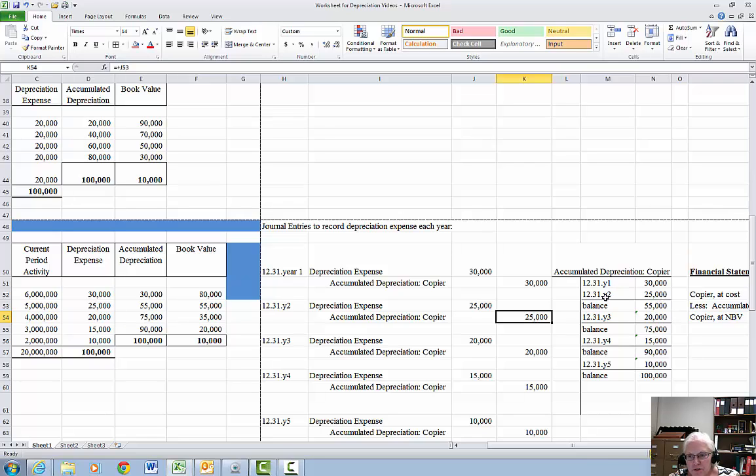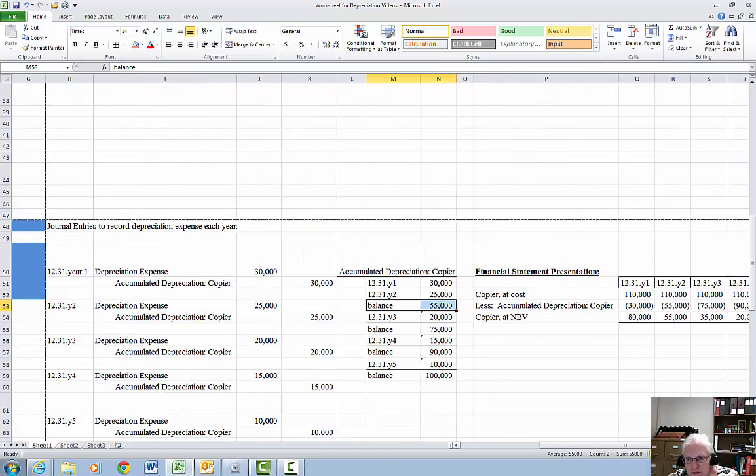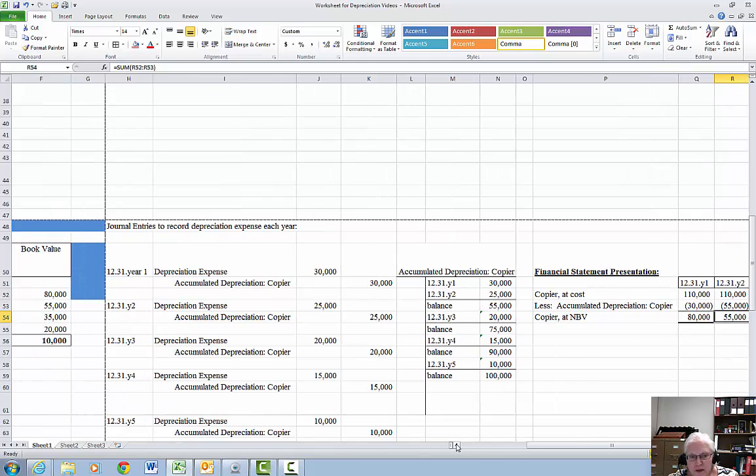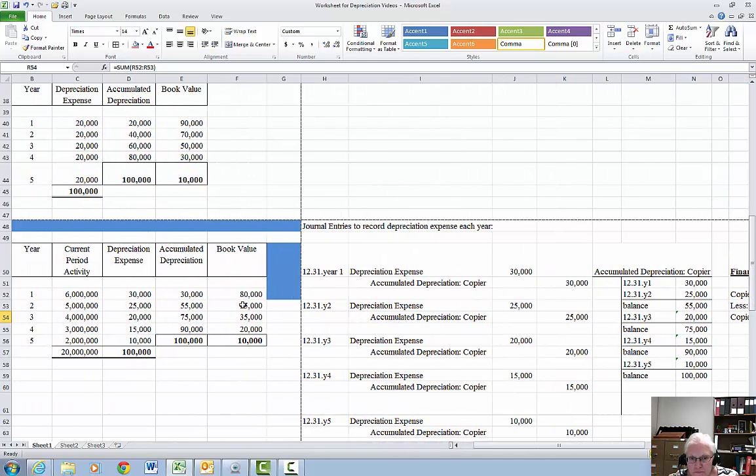The 25 is posted for year 2 to accumulated depreciation, so my balance is 55. Depreciable cost, remember, is cost minus salvage value. Salvage value is the amount of money that a company thinks it can probably sell a fully used asset for at the end of its useful life. It's not a whole lot of money, but it might be, depending on the asset. Another term for salvage value is residual value.